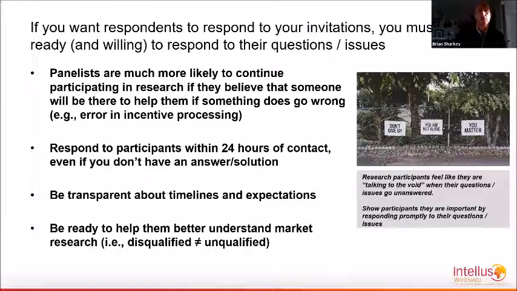Really, what respondents want is the same courtesy that they provide us. If they respond to our invitations, we should respond to their emails. So what I tell my colleagues is to be sure to have a process in place where you can respond within 24 hours of contact, even if you don't have an answer to their question. Then, be transparent about timelines and expectations, just like we would with a client. And be ready to give them a bit of a market research lesson explaining why they were disqualified and why that doesn't necessarily equate to being unqualified. There you go.